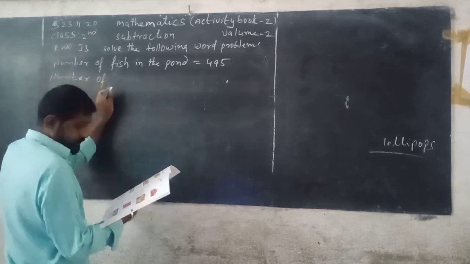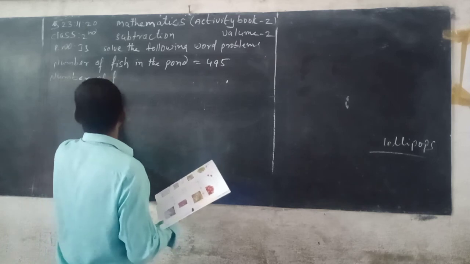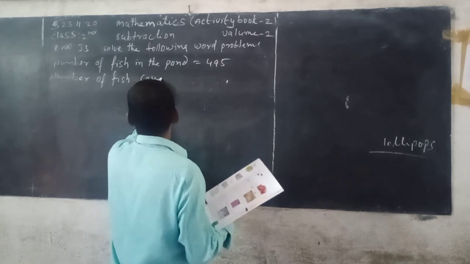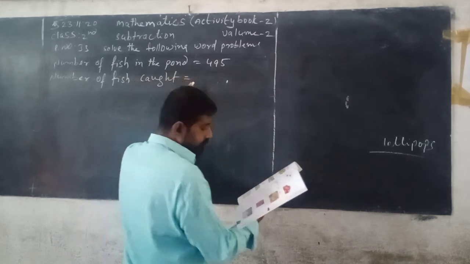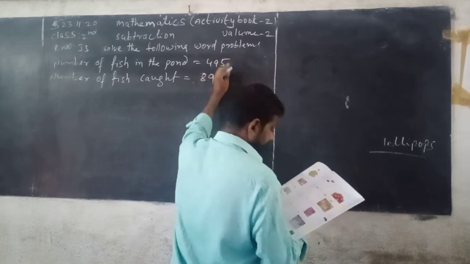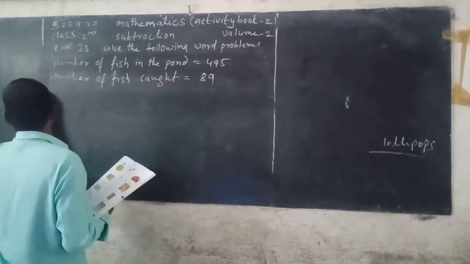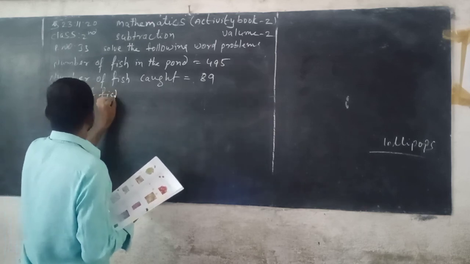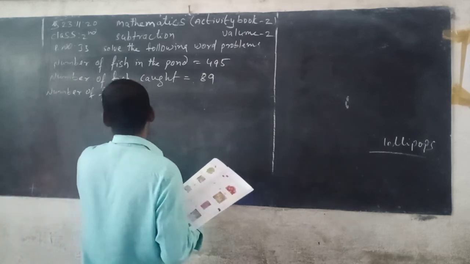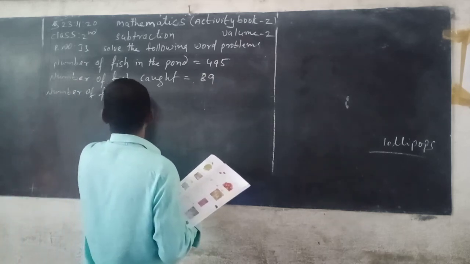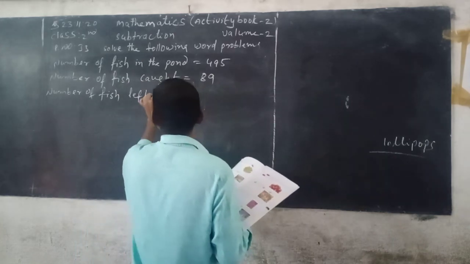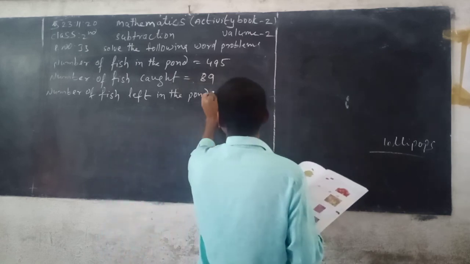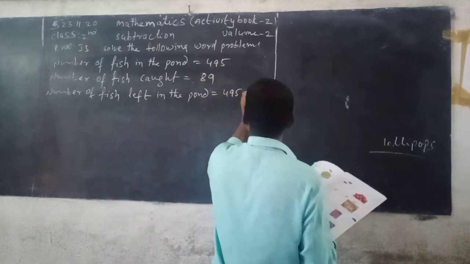Number of fish caught, that is equals to 89. Number of fish left in the pond is equals to 495 minus 89.